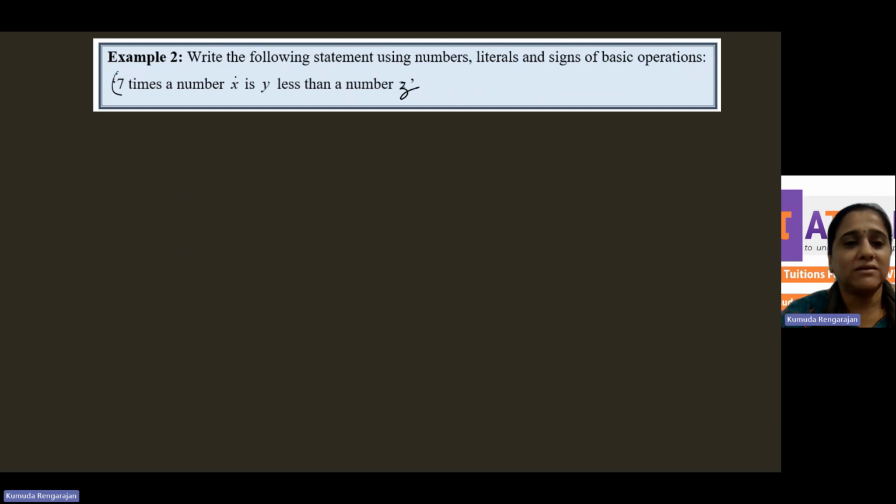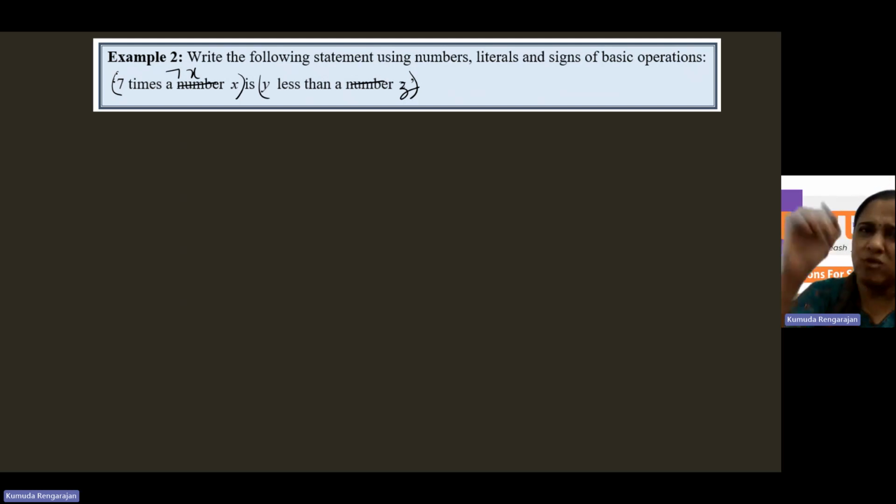So again, coming back, 7 times x means 7x. Don't read certain words; if you remove certain words, you can still get the meaning. See, 7 times number x, remove that word number. 7 times x is the same. Removing that word number does not change the meaning, right? So all those extra words, you remove them. So I'm removing this: 7 times x, 7x.